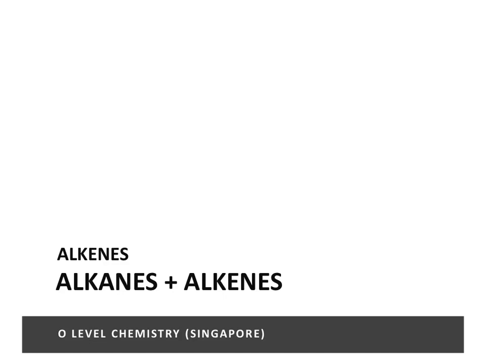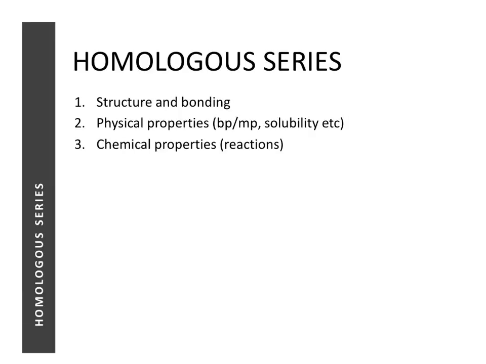Now in the last lesson, we have looked at the homologous series of alkanes, or the family of alkanes. This lesson we're going to look at the family of alkenes. And same as before, we're going to focus on three things. We're going to look at the structure and bonding of alkenes, and then the physical properties, melting point, boiling point, viscosity, and so on, and the chemical properties, meaning the reactions that alkenes can undergo.